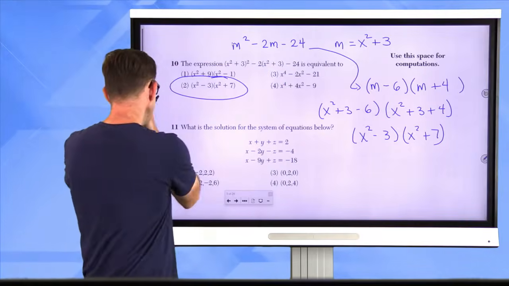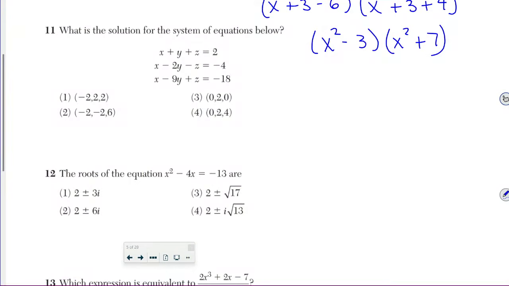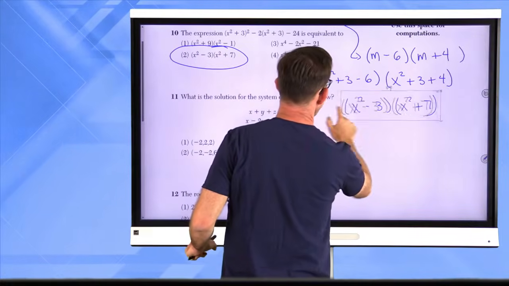All right, let's take a look at number 11. What is the solution for the system of equations below? All right, now let me just, before we even get to this, because I'm going to need some room.